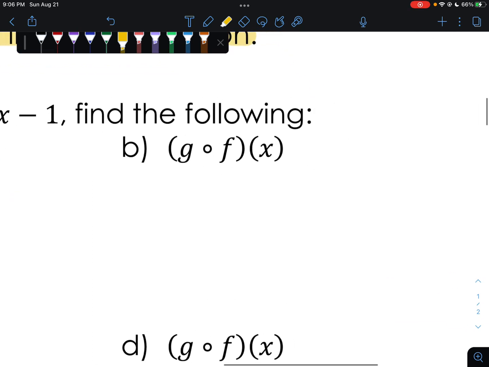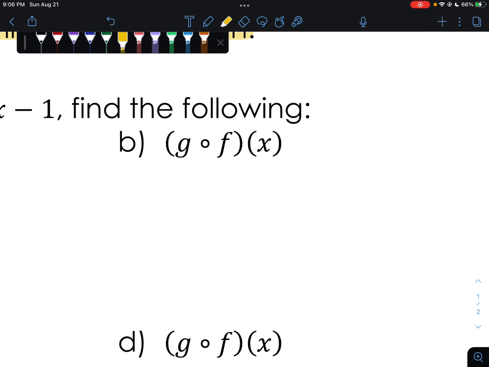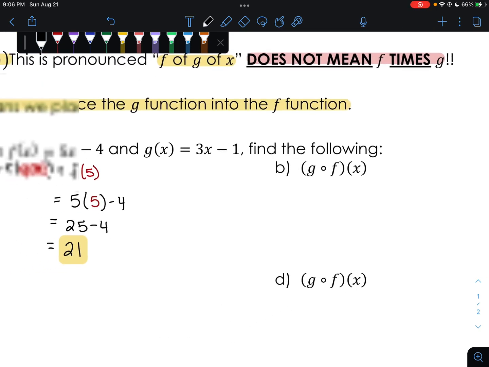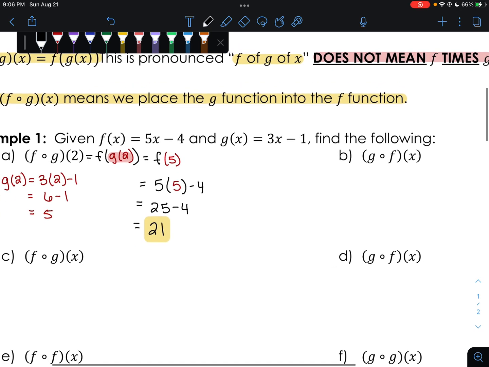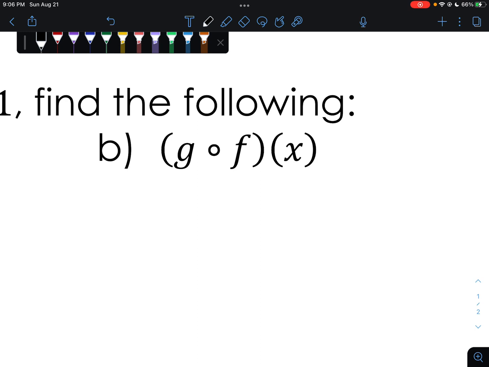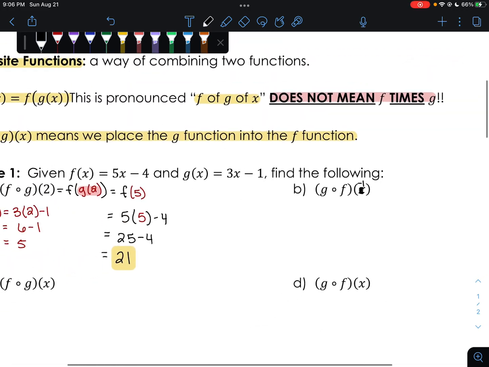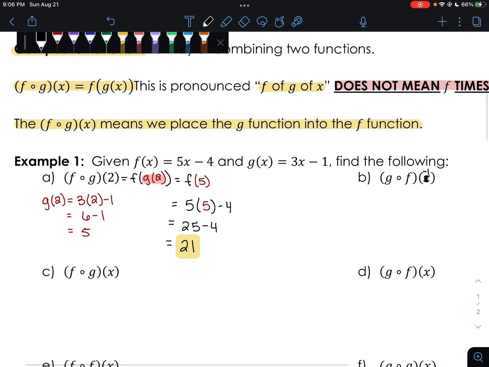Looking at example B, we have g of f of x. Notice how the order is different, so we should get a different answer. A and B are not equivalent expressions even if they had the same number. This does need to be corrected to be a -1, which I believe is already corrected on your paper.